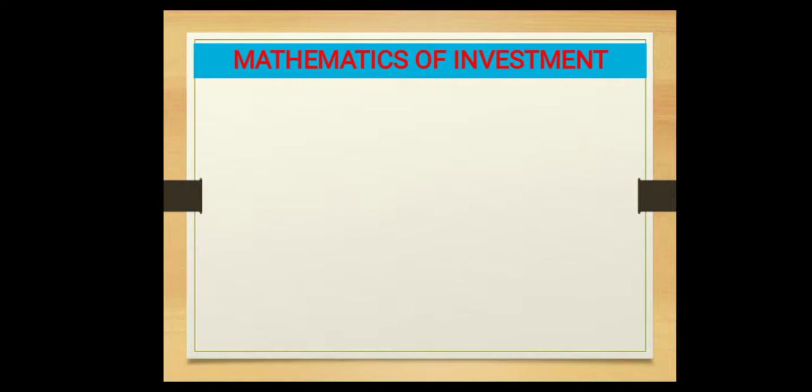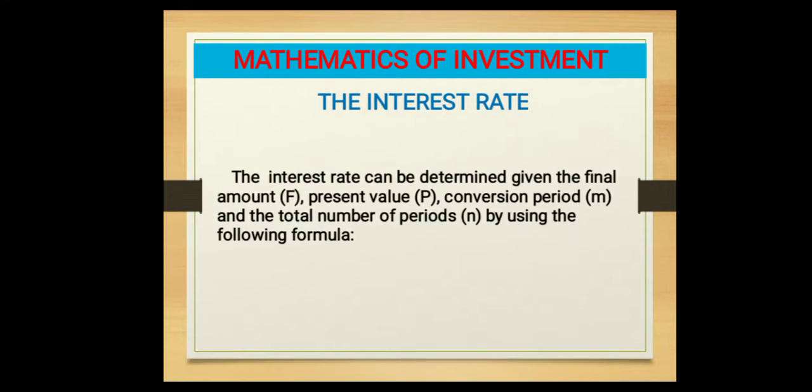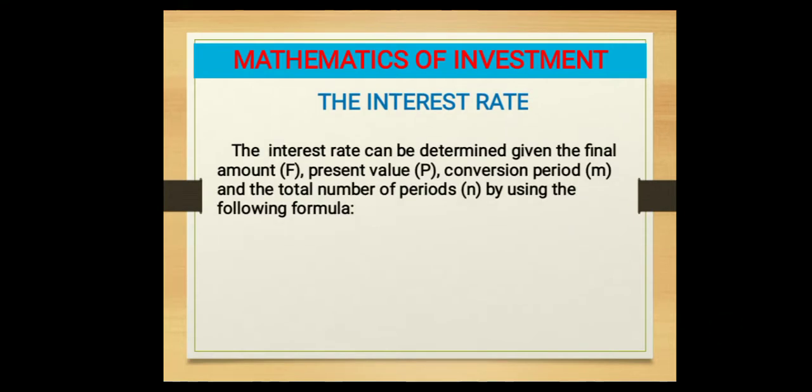Okay, so let's continue part 2 of our discussion regarding mathematics of investment on the topic compound interest. Our next topic is all about the interest rate. The interest rate can be determined given the final amount F, present value P, conversion period M, and the total number of periods N by using the following formula.